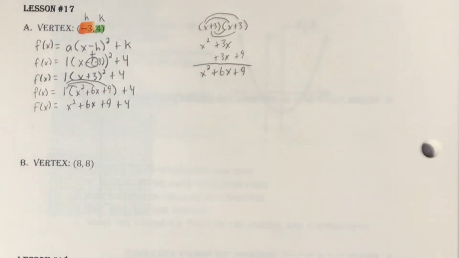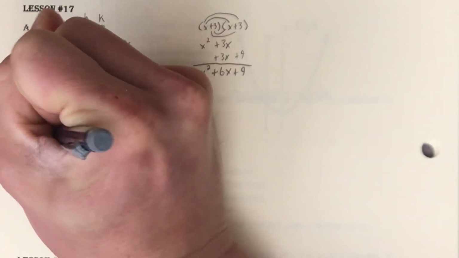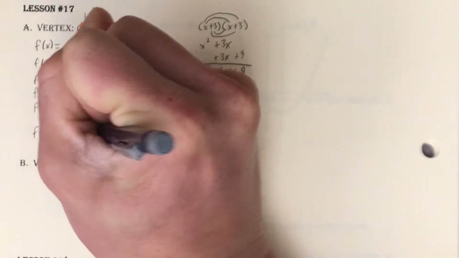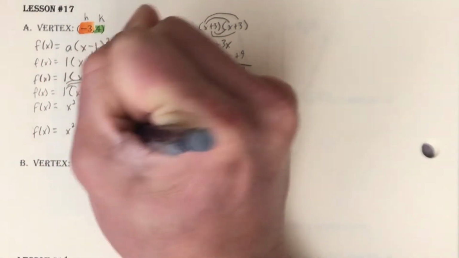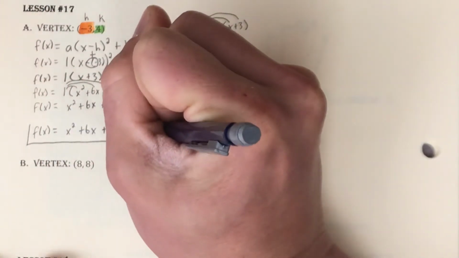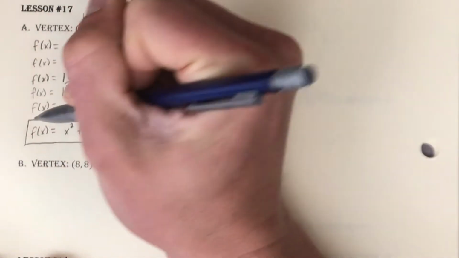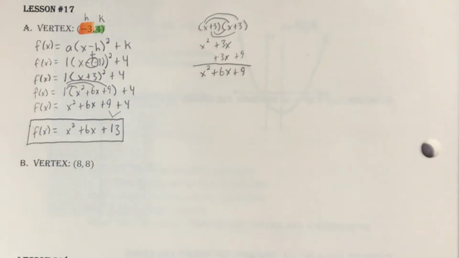Now the last thing I would need to do here is I would need to combine any like terms. You probably noticed that we had +9 and +4 that are the same. So we're going to combine those. So f of x equals x squared plus 6x, 9 plus 4 is +13. And there would be my final answer down into quadratic form. So that is how we write a quadratic function when given the vertex.